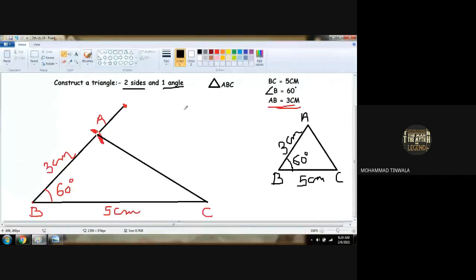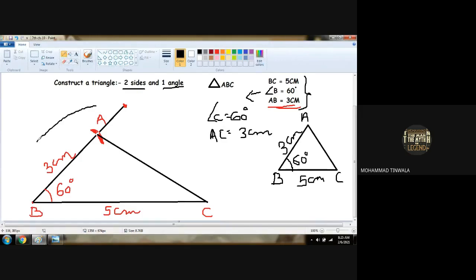See, let me clear it for you. Whatever things we got, we have to follow that. Understood? Are you getting my point? Sir, by chance, instead of this diagram, instead of angle B, if it is given that angle C is 60 degree, and instead of AB, it is given AC as 3 centimeter, nothing to worry about.